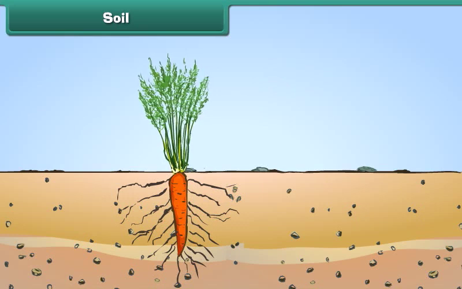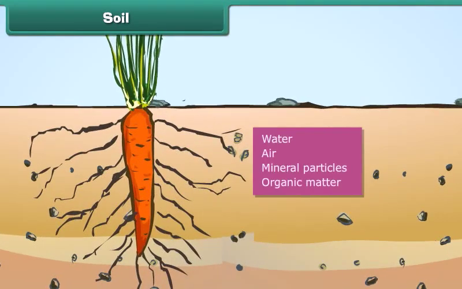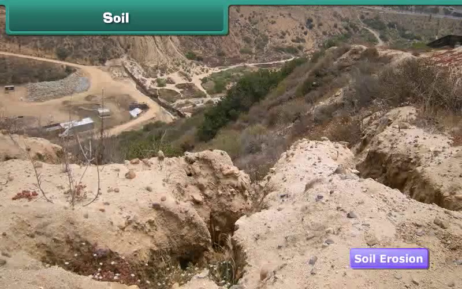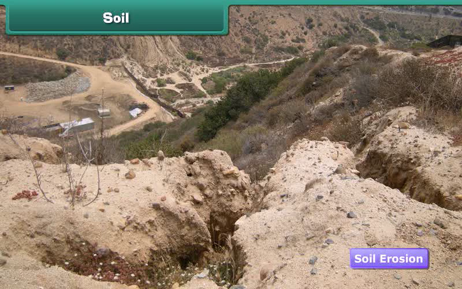Most soils contain four basic components: water, air, mineral particles, and organic matter. But the fertility of soil has decreased significantly. This is mainly because of soil erosion. Come, let us learn about it.